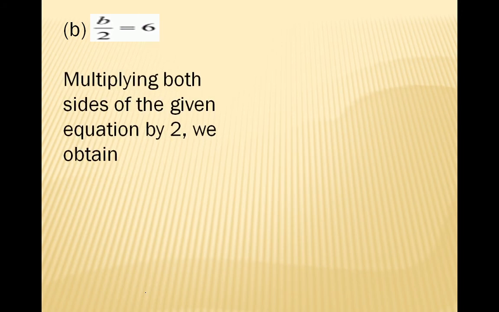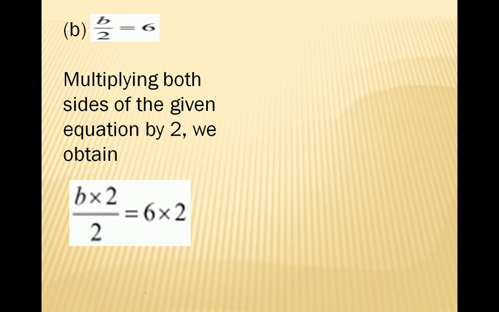Now the next is B upon 2 is equal to 6. Upon 2, that means here it is dividing, so now we have to multiply. Multiplying both sides of the given equation by 2, we obtain B upon 2 into 2 is equal to 6 into 2. Now look here, this 2 is in the numerator place and this 2 is at the denominator place, so they can be cancelled with each other and we get B is equal to 6 twos are 12.